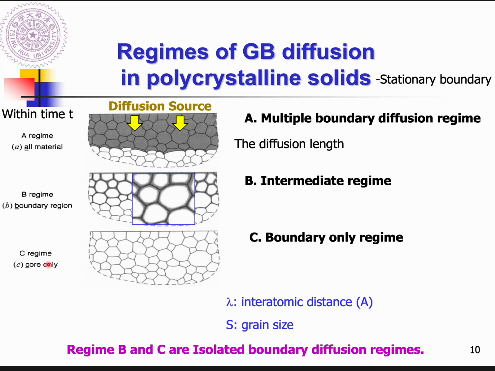And then we move to C region. In this pattern, the diffusing atoms go directly through the grain boundary. Even if you enlarge this one, you find the diffusing atoms all the way through the grain boundary. It turns out the atoms diffuse into the grain very slowly, so you barely can see the diffusing atoms inside the grain. In this case, some people also call it the boundary-only region, and the diffusion pattern happens in the core-only region. The core is here.